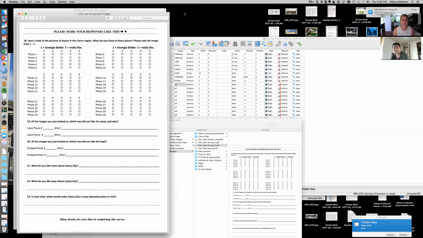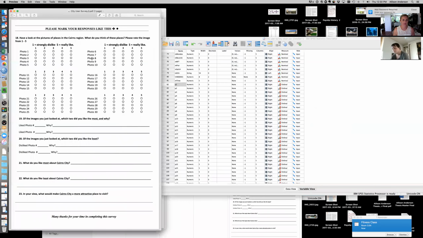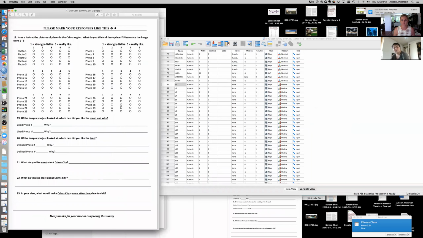So this is the 3rd page of my survey. I only had 3 pages. I gave them a series of images. I gave them 30 images to look at, and they had to tell me what they thought of those places. So they had to say whether they liked it or disliked it. Each one of these, P1 relates to photo 1, and it gives me an answer on a scale. This is an ordinal scale in my calculation here.